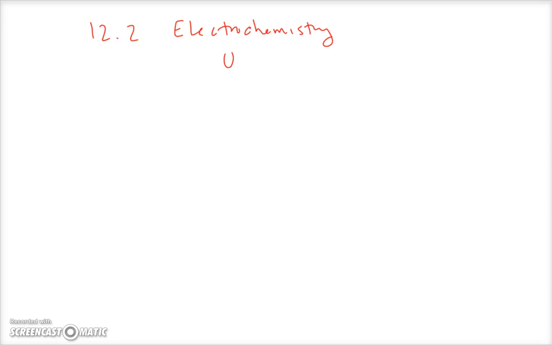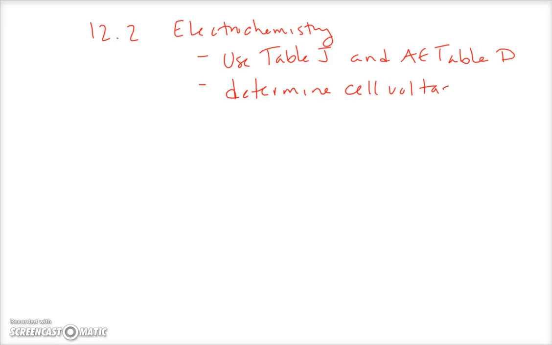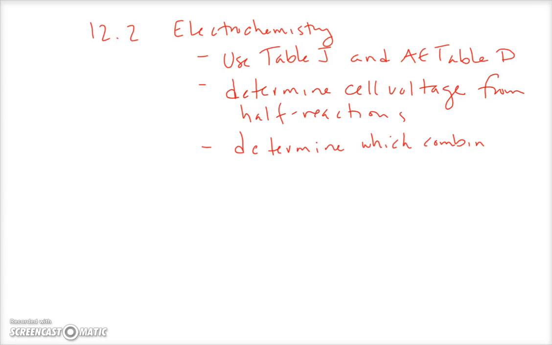For this, you will need to use Table J to figure out who gets oxidized and who gets reduced, and Table D. You will need to determine cell voltage from the half reactions. And you will need to determine which combination of chemicals will occur spontaneously.